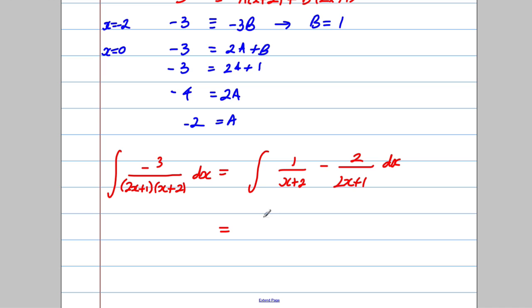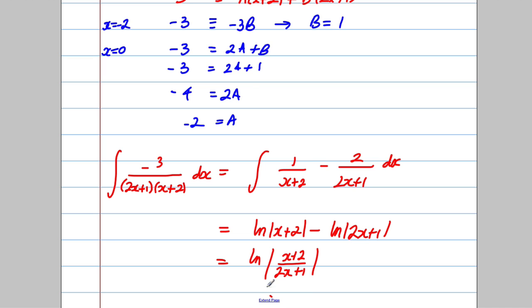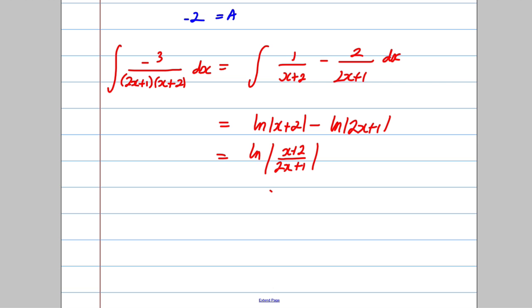They're both logarithmic ones. This one here I can integrate as the natural logarithm of x + 2, and this one here I can integrate. The top is the exact differential of the bottom, so it's the natural logarithm of 2x + 1. And I could combine these to the natural logarithm of (x + 2) divided by (2x + 1) using my log laws. Okay, so now I've done all the hard work.